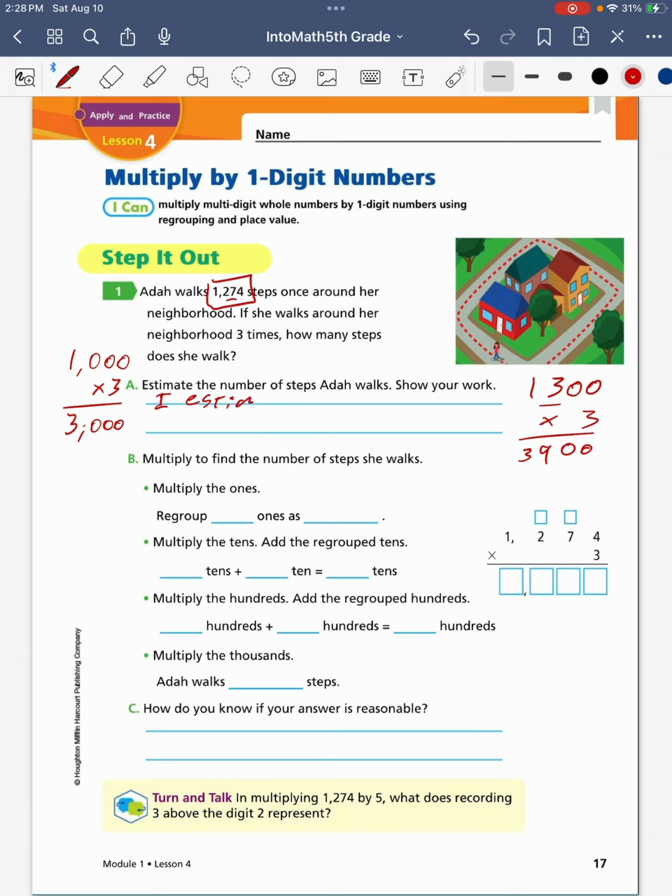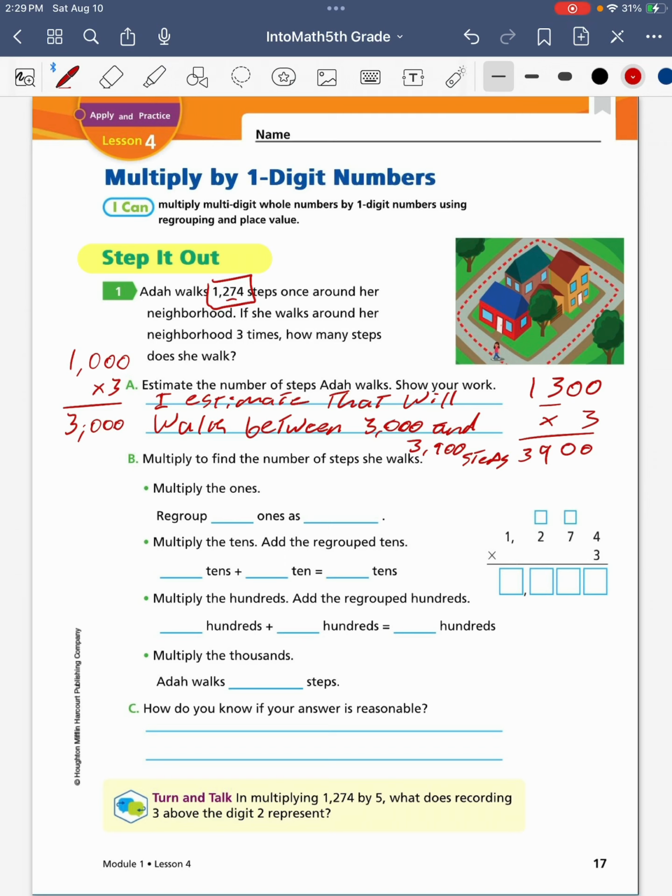I estimate that Ada will walk between 3,000 and 3,900 steps. You can only use one of those as your estimate, but we want to quickly solve this in our head so that we know what ballpark our answer should be in.